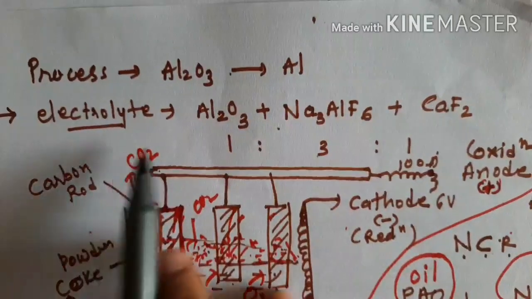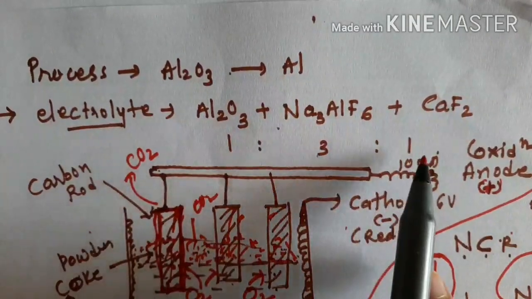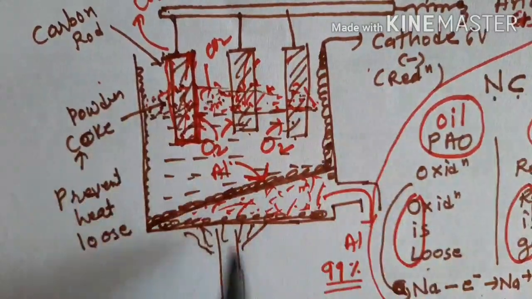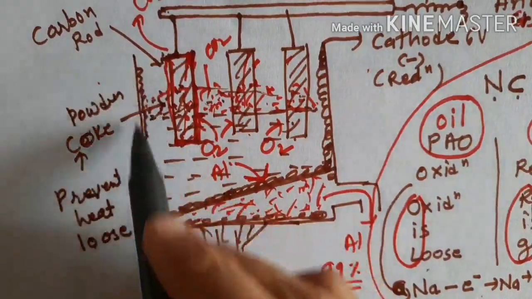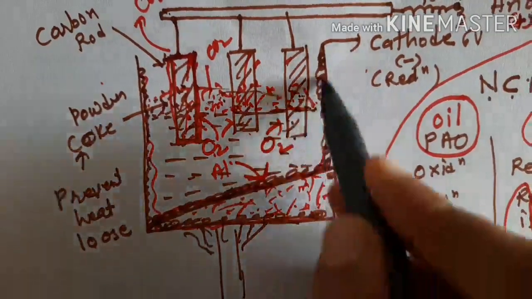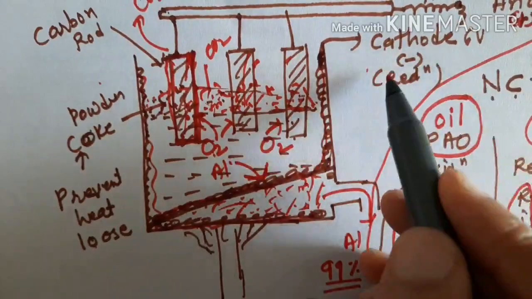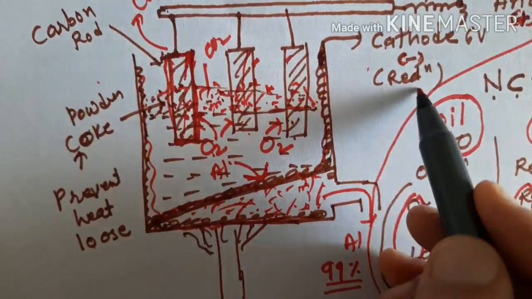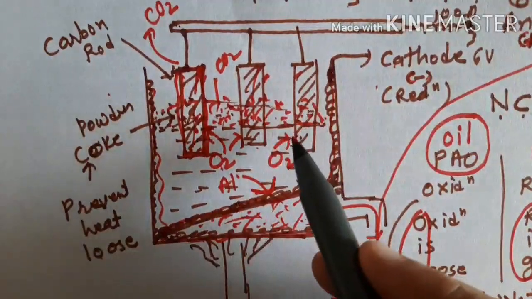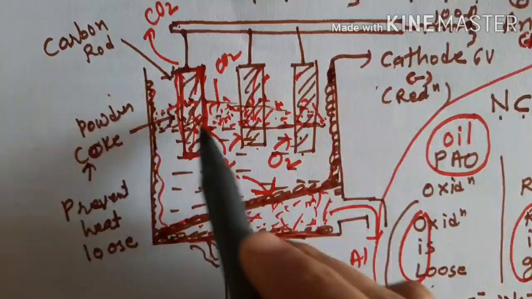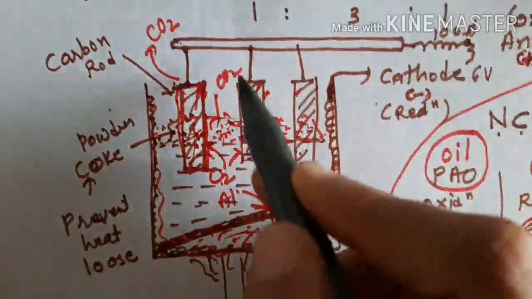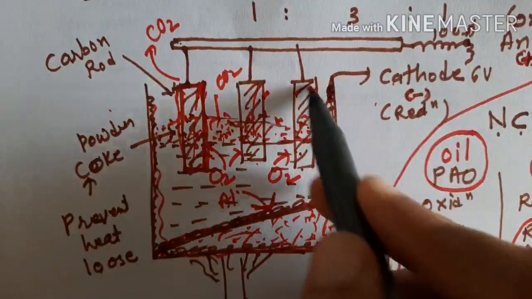So what we have learned: the 1:3:1 ratio of this. Then the structure of the cell: an iron tank, and inside it a layer of graphite or gas carbon, which behaves as the cathode. The cathode is negatively charged, and a reduction reaction happens. The anode is carbon rods that have to be arranged in a parallel series, because a higher amount of carbon is consumed, and that's why more carbon is required. So that's why more carbon rods are attached here.